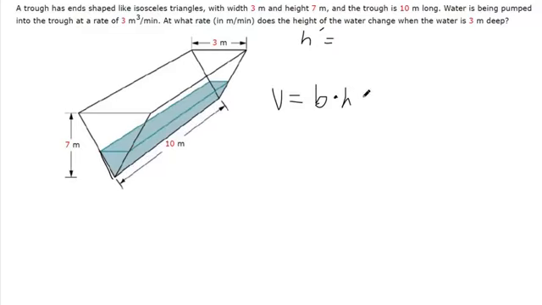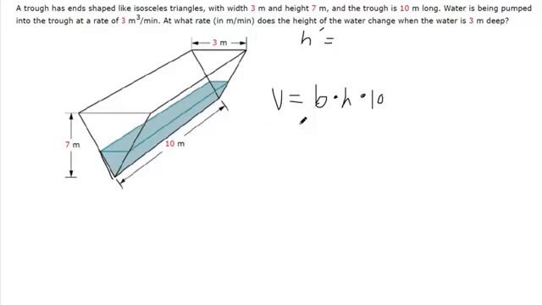And this 10 is a constant. It's always 10, no matter where we are in terms of the water in here. So that's the volume. It's the area of the triangle times 10 to stretch it out throughout that entire, what do they call it? Trough. Okay, so that's the volume.